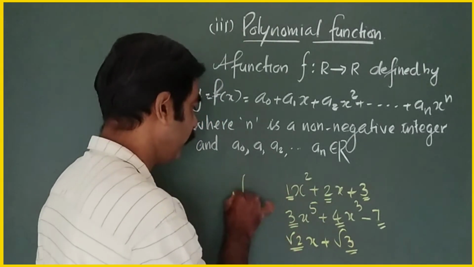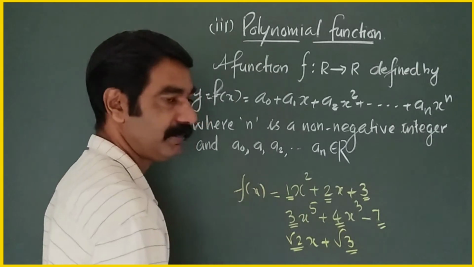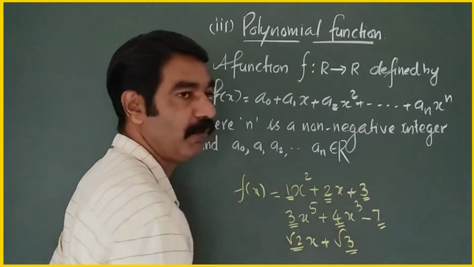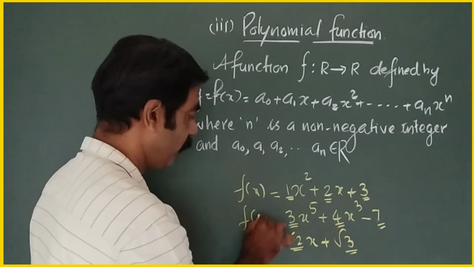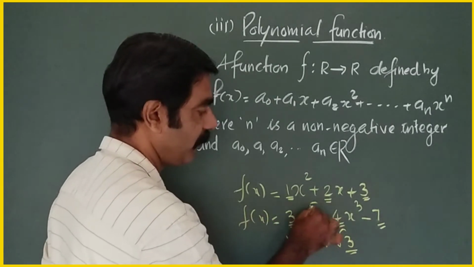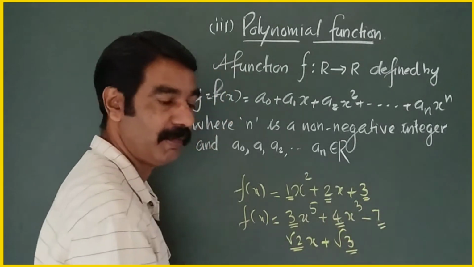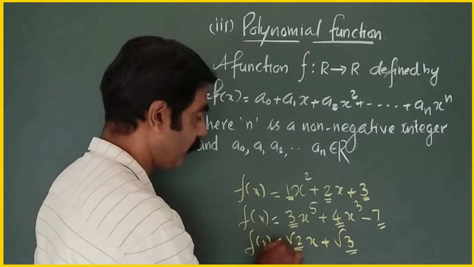Okay, suppose f of x is equal to x square plus 2x plus 3. This is a polynomial function. And f of x is equal to 3x raised to 5 plus 4x cube minus 7 is also a polynomial function. So these are all examples of polynomial functions.